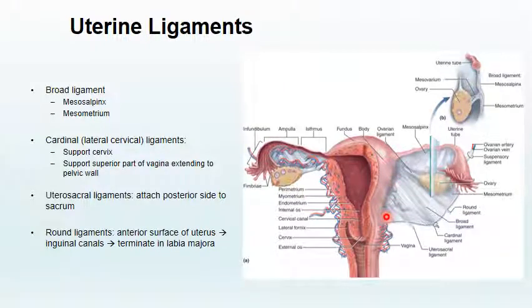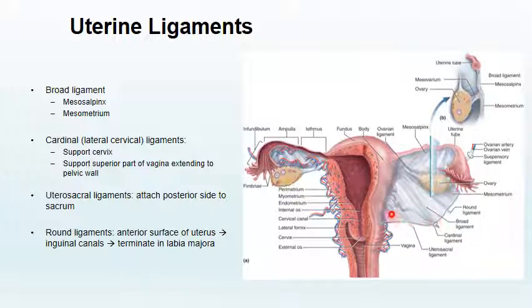We also have lateral ligaments that come off of the cervix. Those are called the cardinal ligaments. So down here, they're going to come off from the lower region of the uterus. They are going to help support the cervical area and support part of the vagina as it extends towards the pelvic wall. So we're anchoring this lower part of the female reproductive system to the pelvic wall.